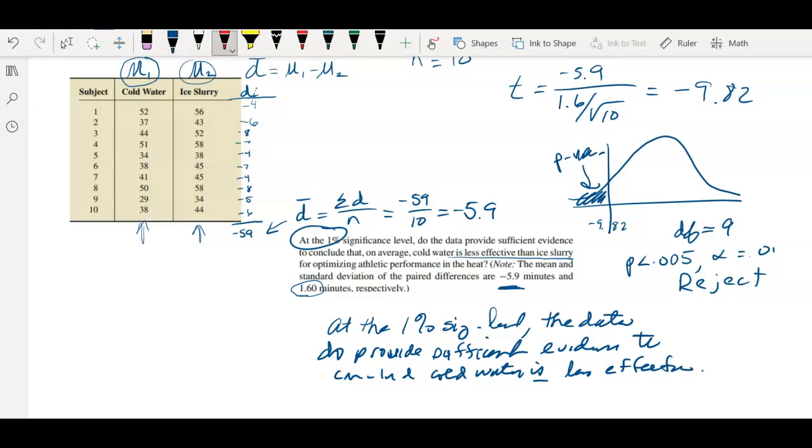Couple things you want to look for when you're doing this. You must include the significance level. If you are rejecting, then the data do provide. If you're not rejecting, then the data do not provide. And then context. Put it back in the context of the problem. You're basically rewriting that statement. Okay, hopefully that will help you.